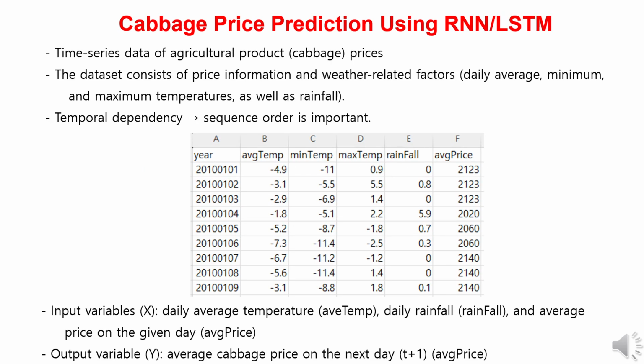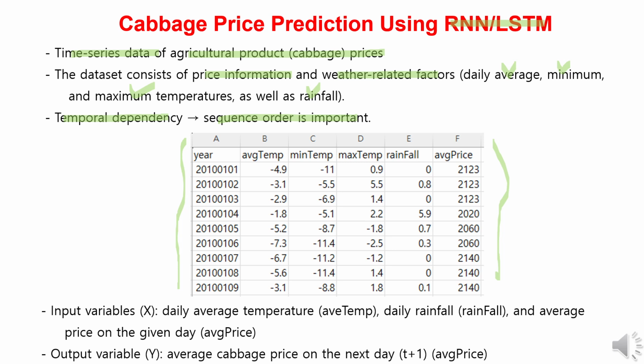The data used in this exercise are time series data on cabbage prices among agricultural products. In addition to price information, the dataset also includes weather-related factors that can influence price changes, such as daily average temperature, minimum and maximum temperatures, and rainfall. In particular, cabbage prices have a structure in which prices at previous time steps affect prices at later time steps. Therefore, randomly shuffling the data or changing their order can cause problems during model training. Because of these characteristics, this exercise uses time series models, such as RNN and LSTM.